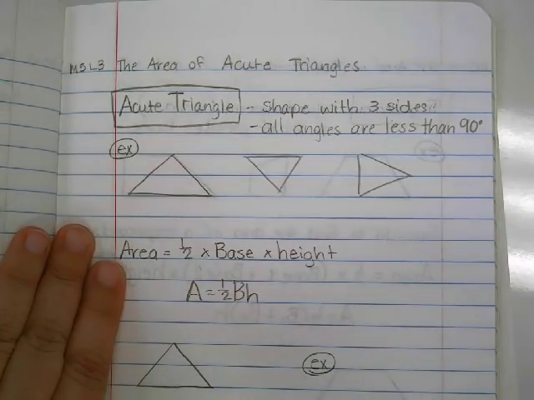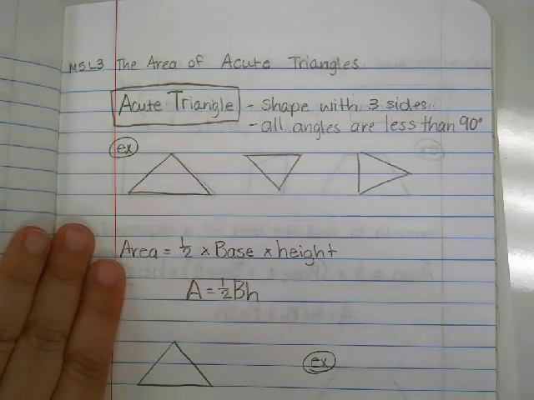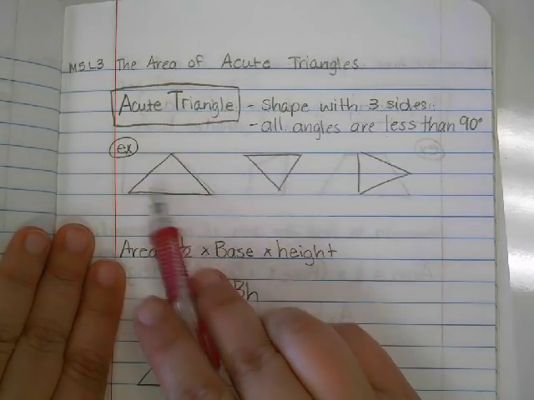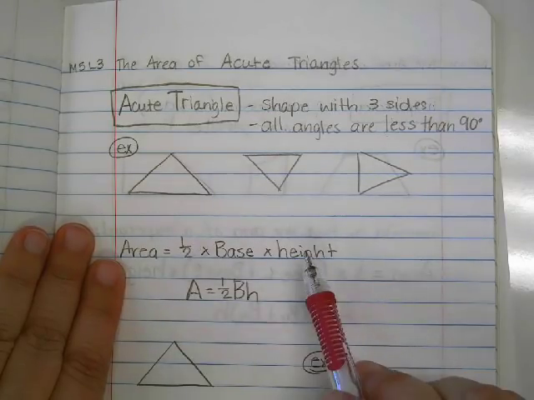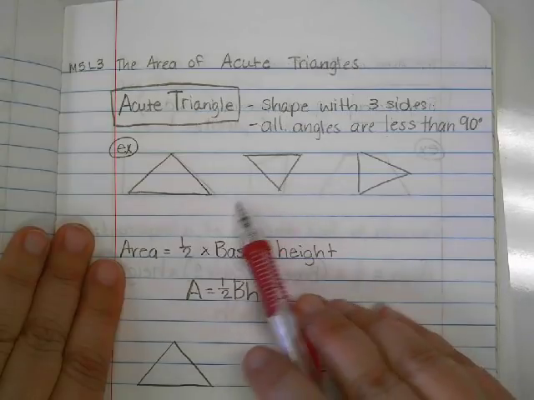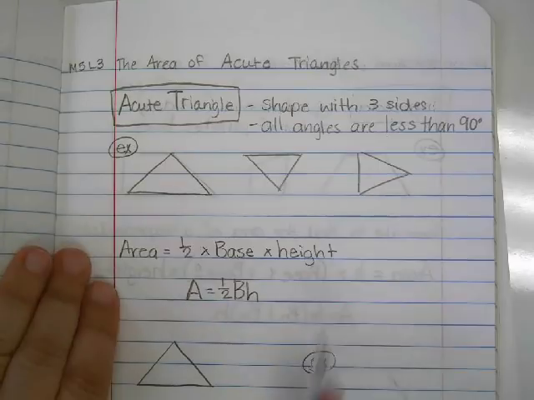So the triangles we talked about yesterday had at least one angle that was 90 degrees, which made it a right triangle. Because all angles are less than 90 but greater than 0, it makes them acute triangles. So I gave you a couple of examples of how that would look.